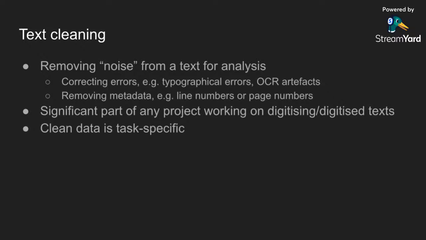The other sort of noise that you might be removing is metadata. As we talked about last week in the previous session in this series, most digitized texts often come with some data that's about the text, but not necessarily part of the text itself. So things like line numbers in a poem or page numbers in a book that might have ended up in your digitized text, but you don't want to analyze the line numbers, you don't want to analyze the page numbers, so you might need to remove them.